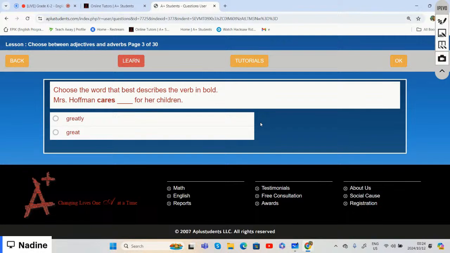So Mrs. Hoffman cares greatly for her children. So we need to choose. Do we say Mrs. Hoffman cares great or greatly? Okay, what I'm going to do is I'm going to choose your option.